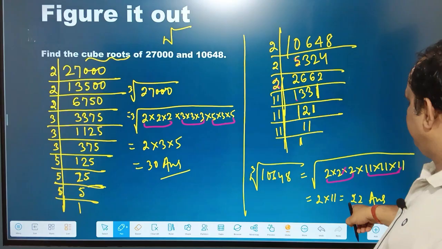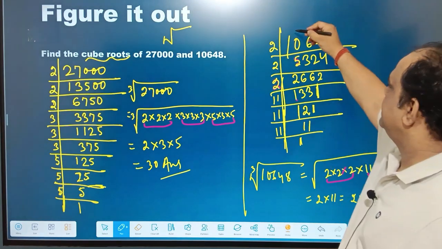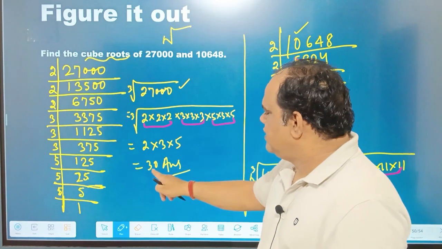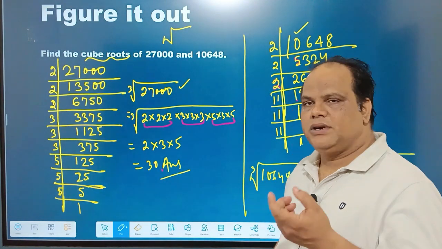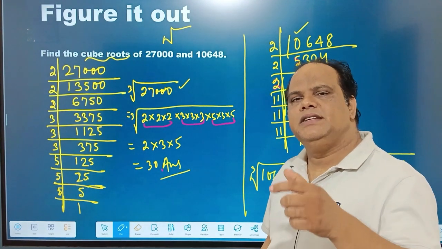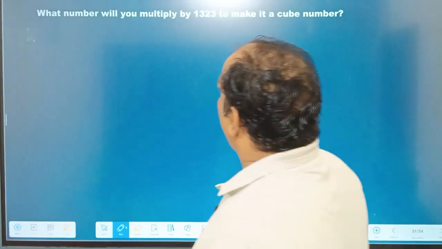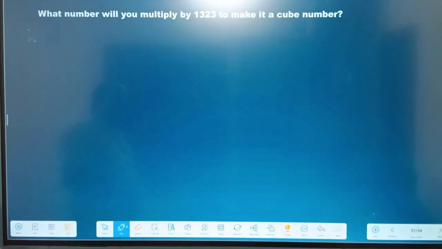What it means is, if we multiply 22 3 times, you will get this number. If you multiply 30 3 times, you will get this number. Obviously, if you multiply 30 3 times, what happens? 30 into 30 into 30, 3 3s are 9, 3 9s are 27, and 3 0s. So it is correct. Next, what number will you multiply by 1323 to make it a cube number?